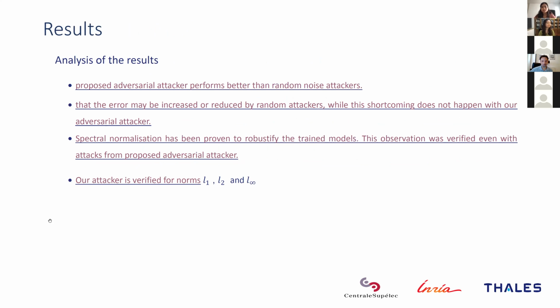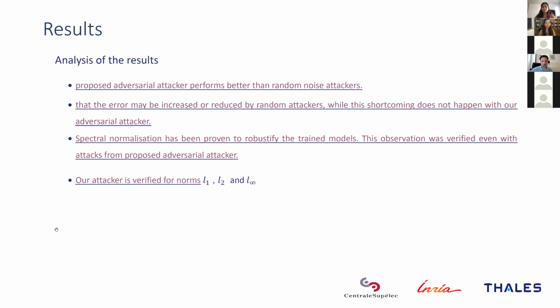These are the results that we have found. We compared with three random noise attackers, and we always found that we were able to attack the network and it performs better than all three random noise attackers. As I talked about spectral normalization, we also saw that when we have a model trained with spectral normalization, these attackers were not as successful. This proves a theory that spectral normalization makes the system more robust. With this attacker, we were sure that we would attack, because it always calculates the worst attack.